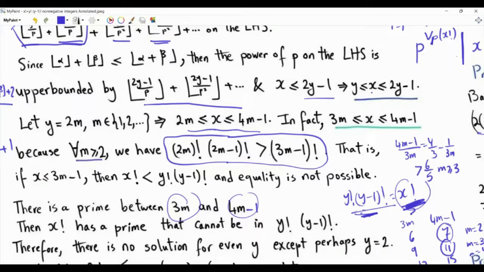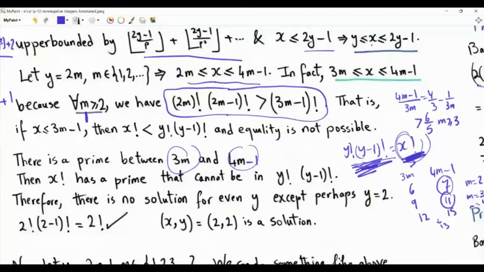So based on this inequality proved by induction, we can say, well, perhaps x is between 3m and 4m minus 1. But between 3m and 4m minus 1, there is a prime. And so this prime will be a factor of x factorial, but it cannot be a factor of the left-hand side here. And so the only possible solution now, if y is an even positive integer, is that m is equal to 1. This is the only possible way to get an equality between the right-hand side and the left-hand side.